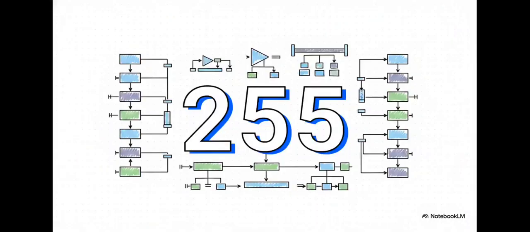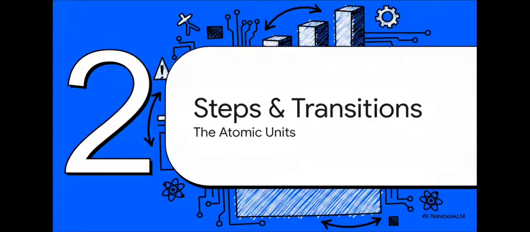But you might be wondering, just how complex can one single chart get? Well, wrap your head around this. A single chart can house up to 255 individual steps and 254 transitions. That means even the most immense, intricate process complexities can be handled super efficiently within just one single visual framework. It's massive. Let's move to section 2 and see how this builds from the atomic units.